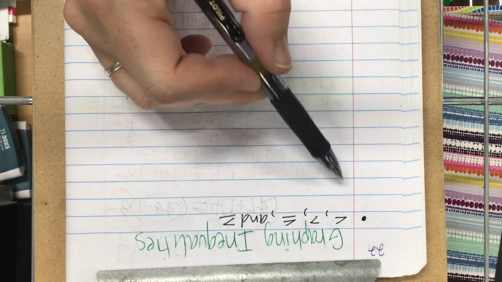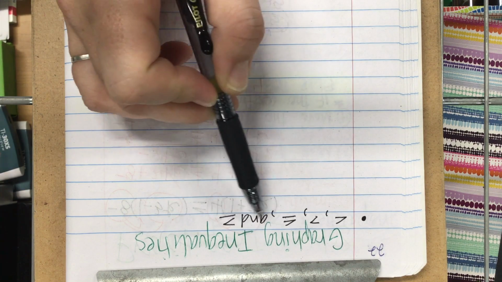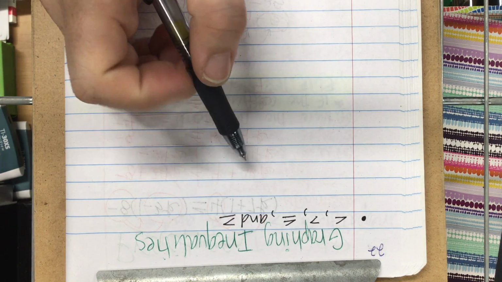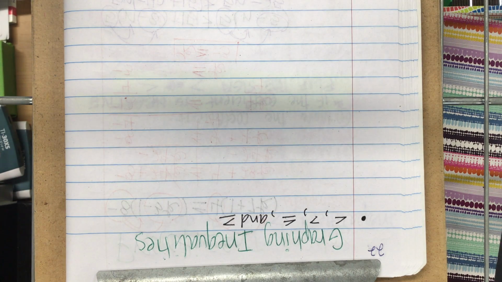All right, so today we're graphing inequalities. So we have less than or equal to, and greater than or equal to. These are our inequalities, and we're going to graph them by using a number line.